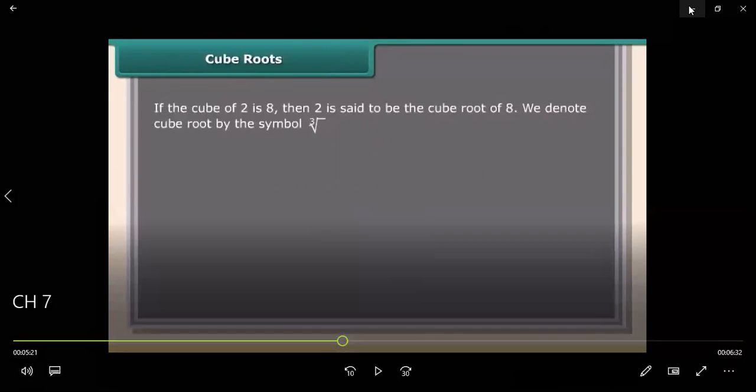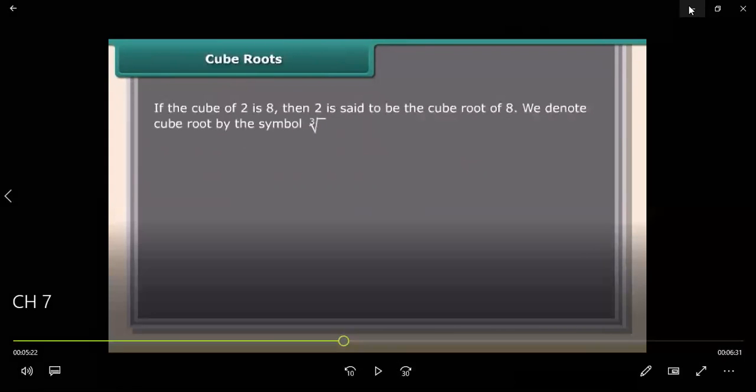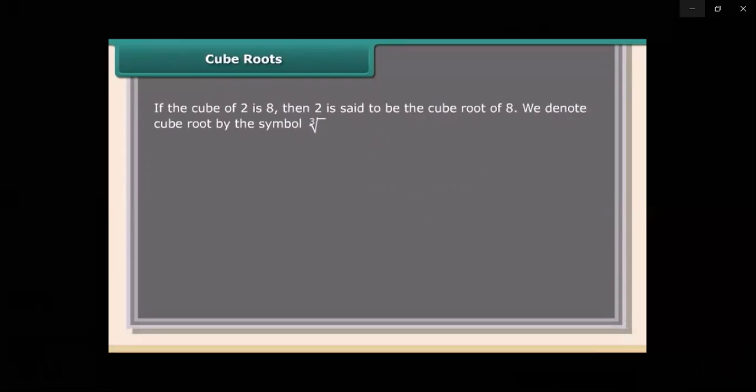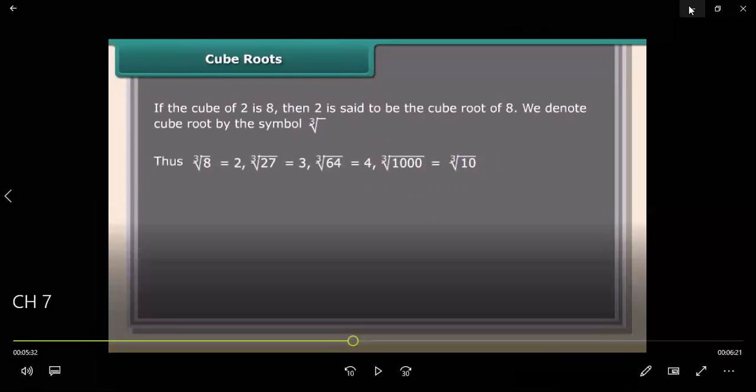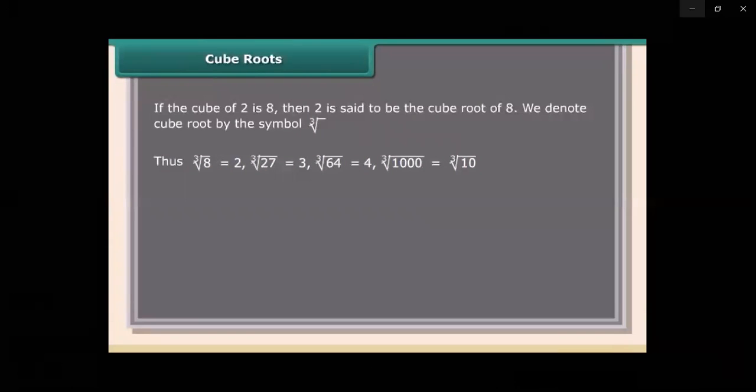Next concept is regarding cube roots. So the properties of cubes we understood. Now let's move to the next important concept of cube roots. As discussed in the chapter on square roots, in a similar fashion we'll detail it for the cube root also. So if the cube of 2 is 8, then 2 is said to be the cube root of 8. Similarly, we denote the cube root by the same square root symbol, but we have to mention 3 beside the symbol of the square root, which means that it is not a square root, but a cube root. So this is the symbol of the cube root.